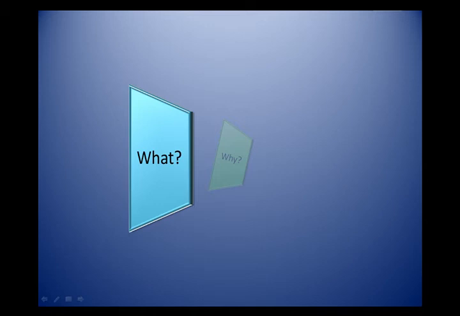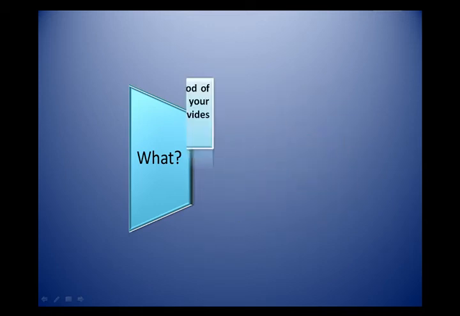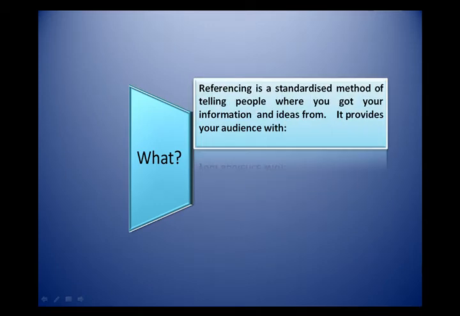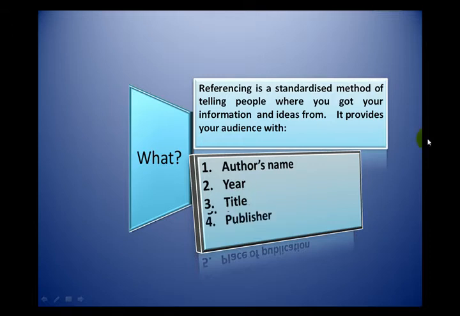Firstly, just what is referencing? Well, referencing is a method of giving your readers 5 pieces of important information about the ideas and information you will have used in your essay. As you can see, these include the name, year of publication, title, name of publisher, and the place of publication.